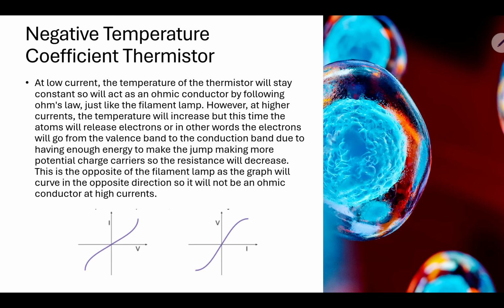However, at higher currents, the temperature will increase, but this time the atoms will release electrons, or in other words, the electrons will go from the valence band to the conduction band, due to having enough energy to make the jump, making more potential charge carriers, so the resistance will decrease. This is the opposite of the filament lamp, as the graph will curve in the opposite direction, so it will not be an ohmic conductor at high currents.